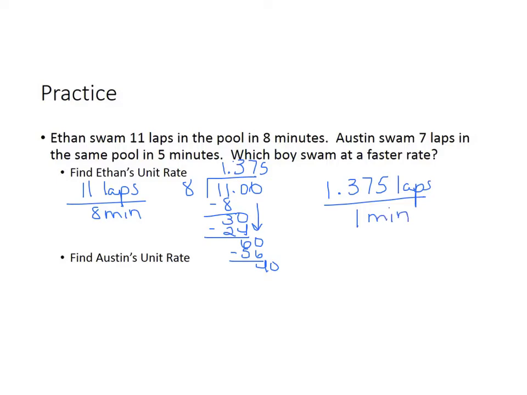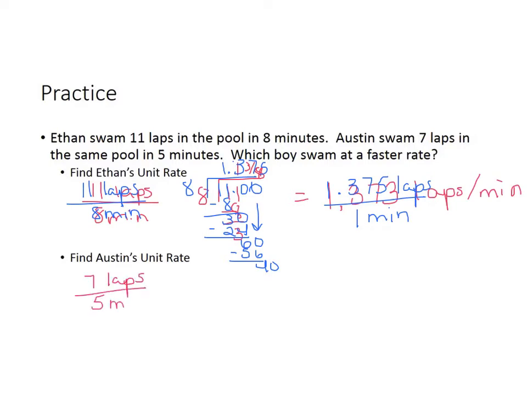Now let's find Austin. Austin swam 7 laps in the same pool in 5 minutes. Well, let's find his unit rate. We're going to need to take 7 divided by 5. Goes in 1, subtract, decimal, 0, bring down. So he swam 1.4 laps in a minute.